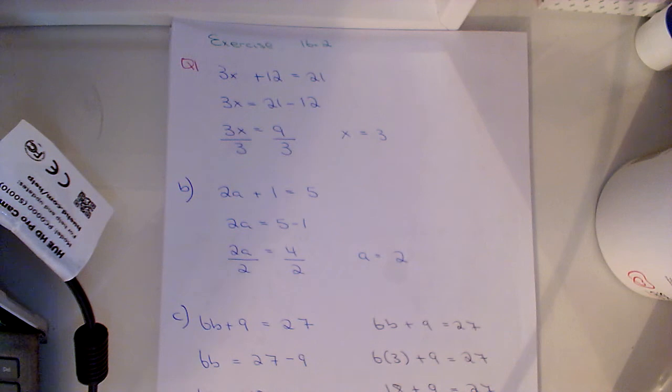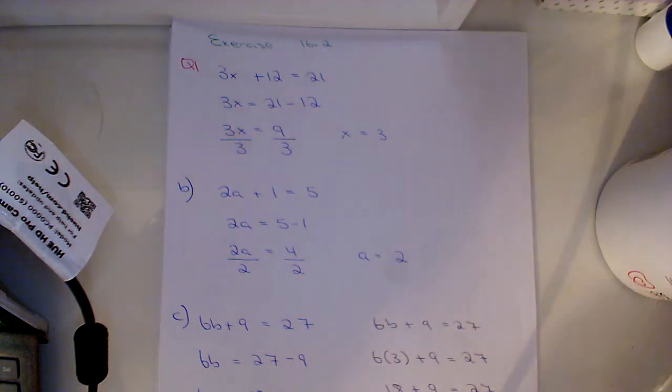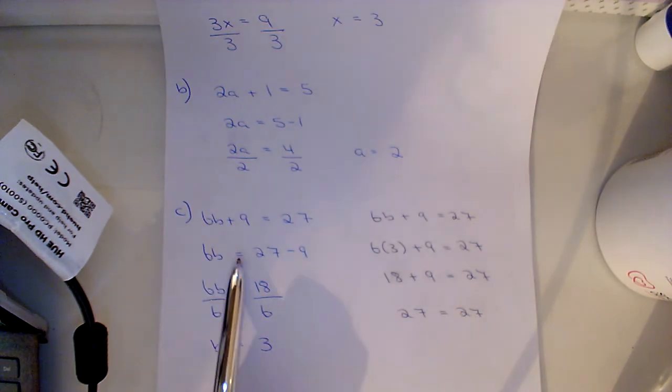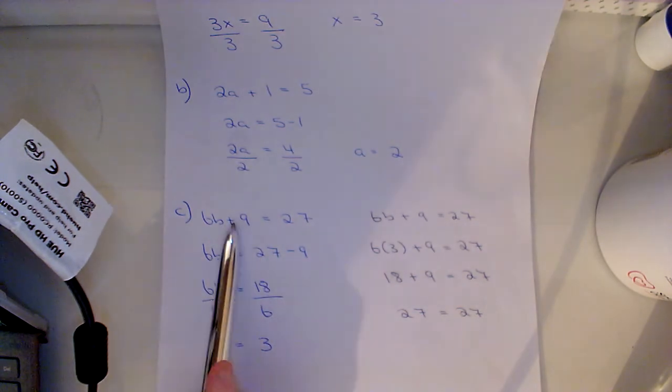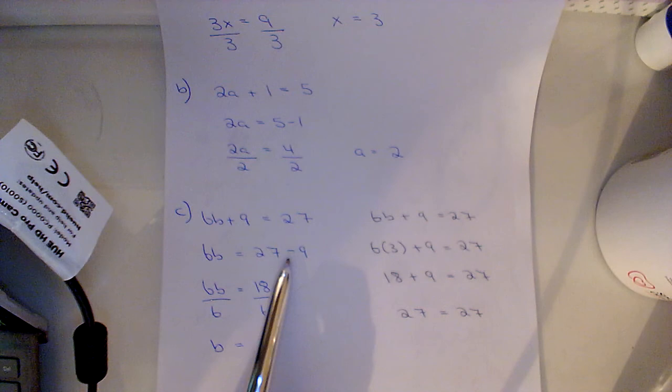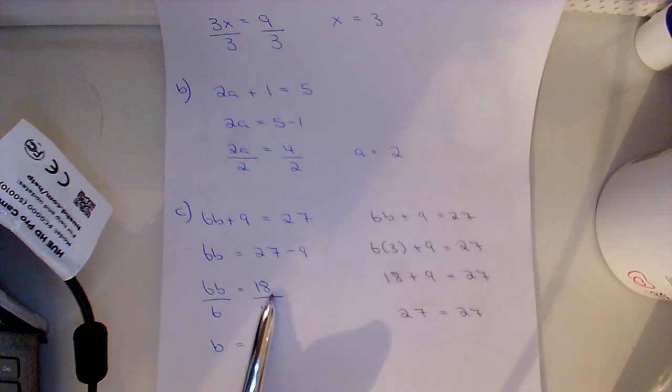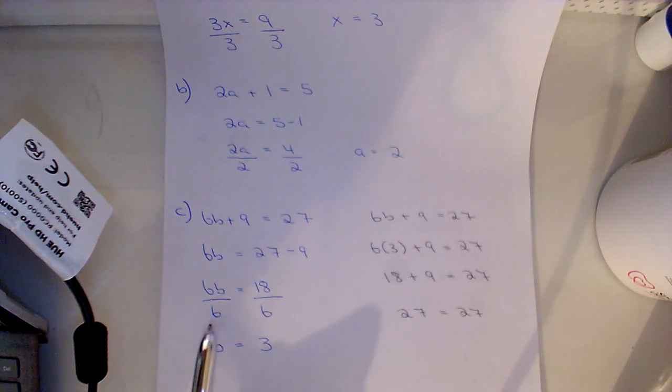Part C, I have 6b plus 9 is equal to 27. So I need to get letters to the left, numbers to the right. So I have 6b is equal to, this is 27, plus 9, when I bring it over the equal sign, it becomes minus 9. So I have 6b is equal to 18. I want to find out what 1b is on its own, so I'm going to divide across by 6, divide across by 6, and I get b is equal to 3.